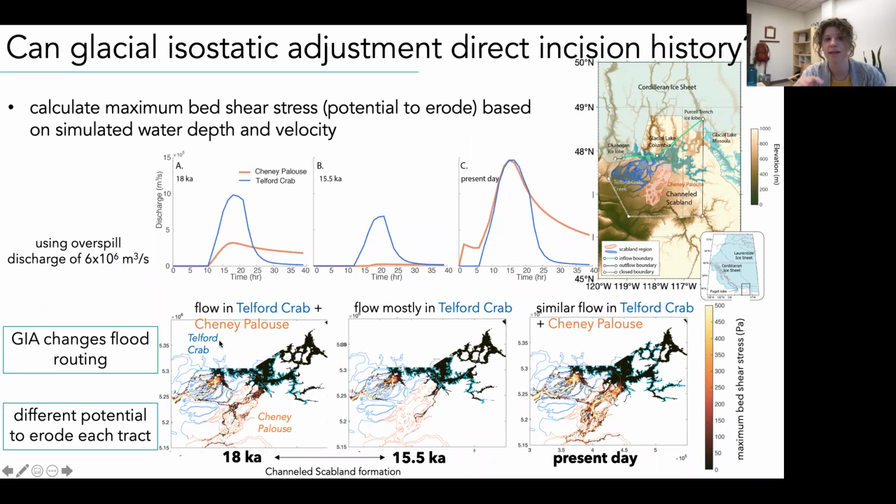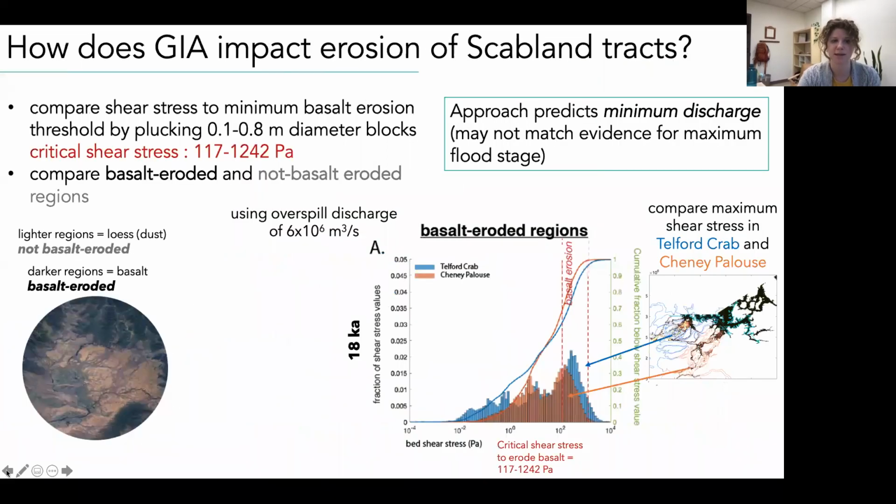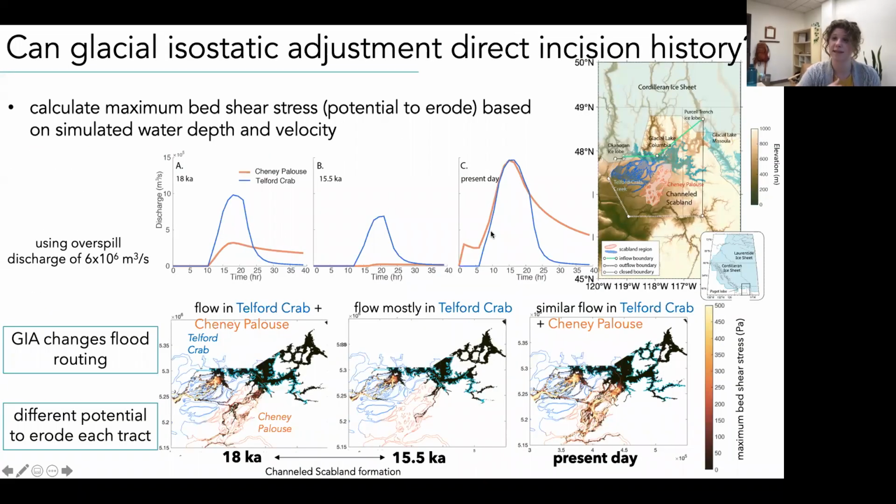And here I'm showing the discharge in each of these tracks. In the blue is Telford Crab and the orange is Cheney-Palouse. This helps us see the same thing, where at 18,000 years ago, there's flow in both Telford Crab and Cheney-Palouse, although there's more discharge in Telford Crab. This effect is pronounced at 15.5 thousand years ago. Most of the discharge is going into Telford Crab, and this is in contrast to present day topography, where we see equal discharge in both tracks. So this suggests that glacial isostatic adjustment causes a different potential to erode each track at these different time steps.